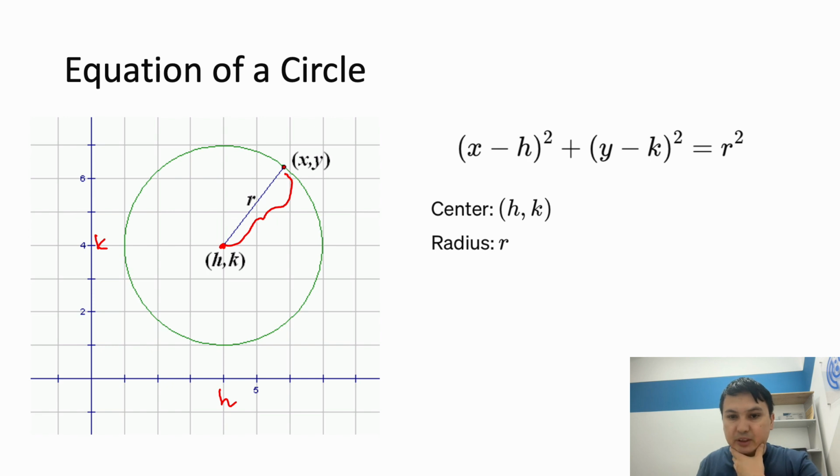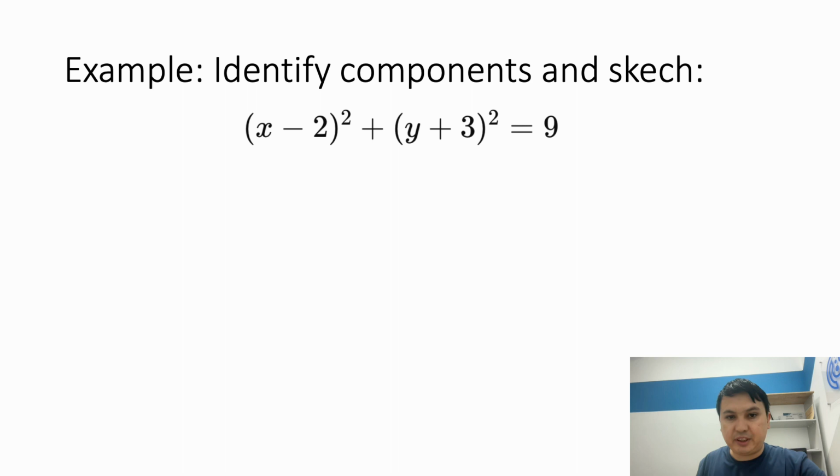So the important takeaway is the center. From this formula, we read it as (h, k). The radius is r. Let's do a problem. We are given the equation of a circle. We need to identify the coordinates of the center and the radius, and then sketch it. If you remember, it's x minus h squared plus y minus k squared equals r squared.